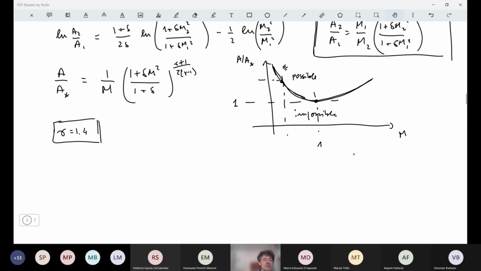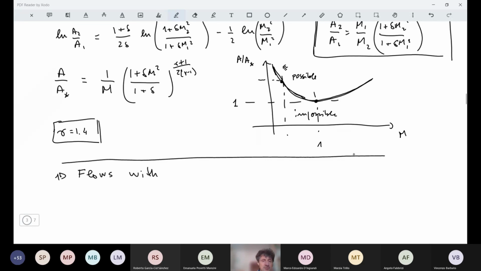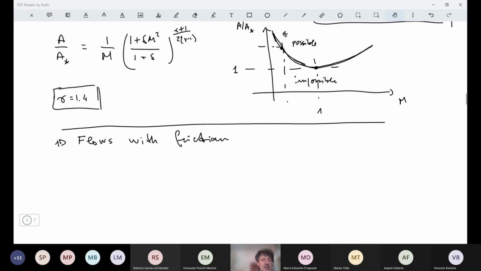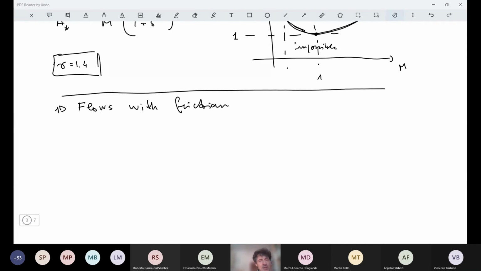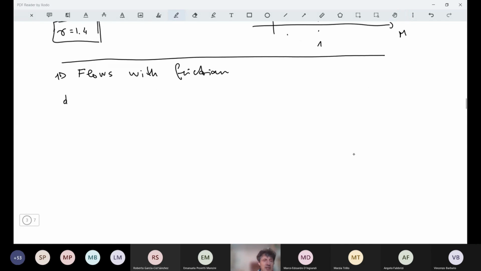Next case: 1D flows with friction. Well, this is slightly less familiar. So again, we have dA, dF, d dot m, dT0, Q minus W. And in this case, we assume that dF is not 0.